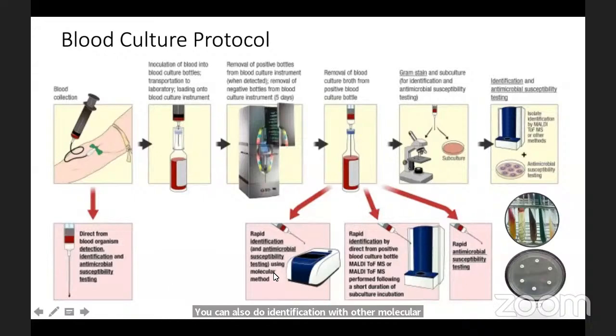But if you don't have these systems, you can still go through the processes we discussed over the days. You inoculate on your primary plates, you do your identification when it has grown, and then your Gram is directing you. Then you do your AST when applicable.